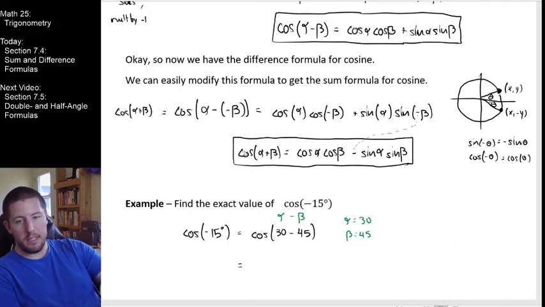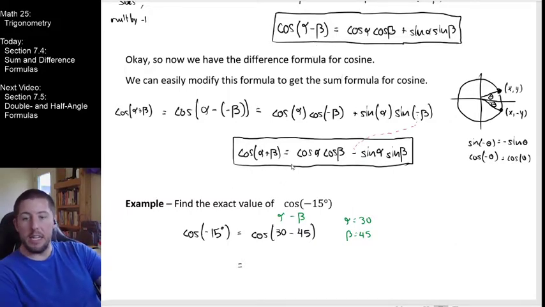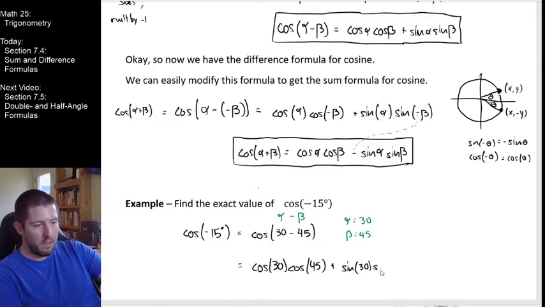And notice this minus sign is built into the difference formula. We could use this as the sum formula with alpha and beta, but then you'd need to think of beta as being negative 45 to make that match up. Right? So how I can write this, according to my difference formula up here, is cosine of alpha, so that's cosine of 30, times cosine of beta, that's cosine of 45, plus, got a plus in my formula right there, sine of alpha times sine of beta. Sine of 30, sine of 45.